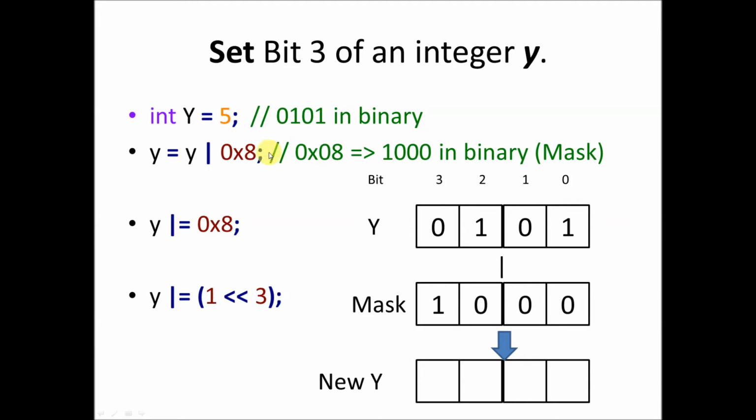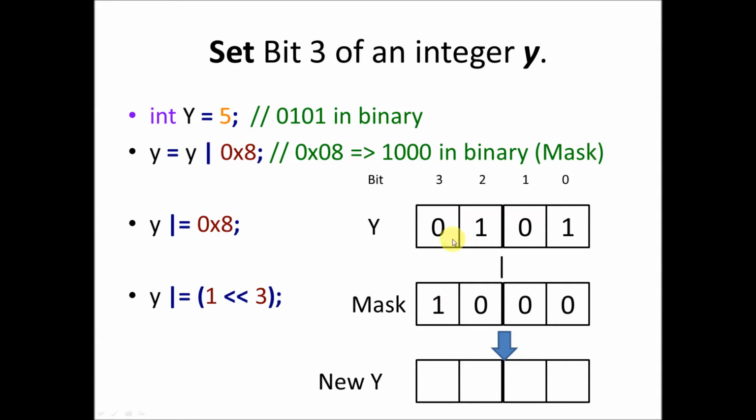What we've constructed is what's called a mask, a number that has only one bit set, or one or two, or only the bits that we care about set. In this case, 0x8 is 1000 in binary, and we call this a mask because we're masking out only the bits we care about, right? So here y is equal to 5, or 0101 in binary, and to set bit 3 of y, we OR them together, right?